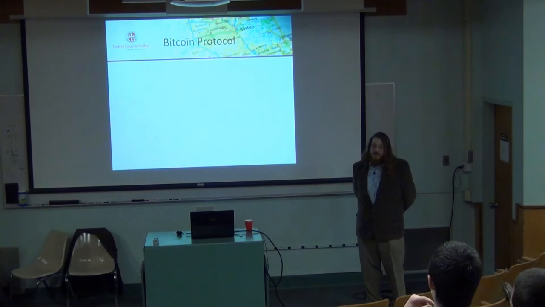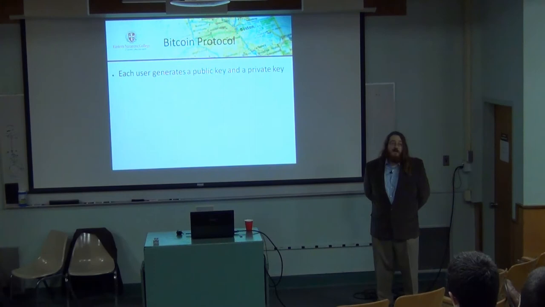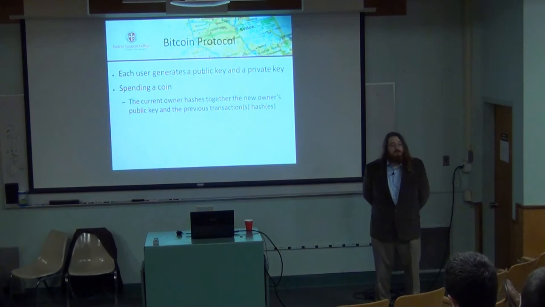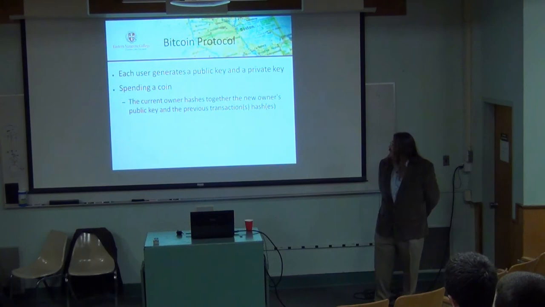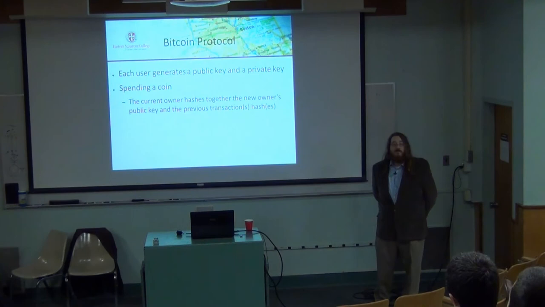So the protocol itself, how does this work? Each unit generates a public and private key. You need to keep your private key private, otherwise your money is up for grabs. If someone gets your private key, they can spend your money or your Bitcoin. So how do you spend a coin? You hash together. So you take the hash function, in this case SHA-256, and you throw into it the new owner's public key and the previous transactions that were sent to you that you're spending. So I take previous transactions that have the hash of my public key in them. I take those, and I hash it all together, and I get this value it spits out.